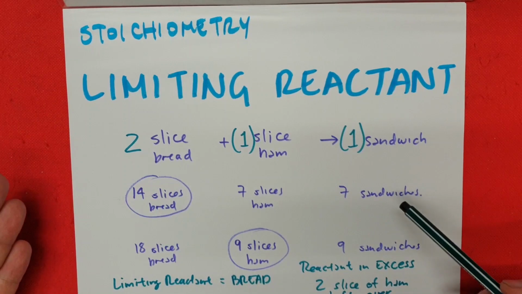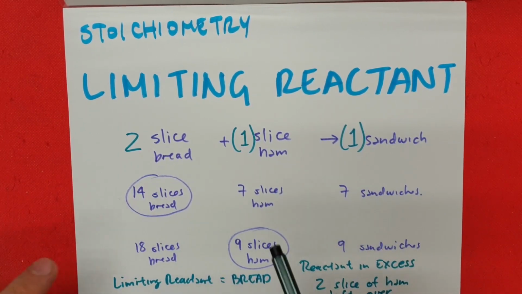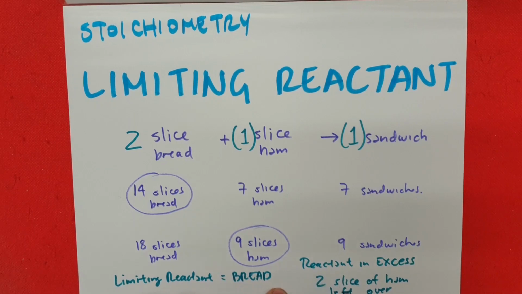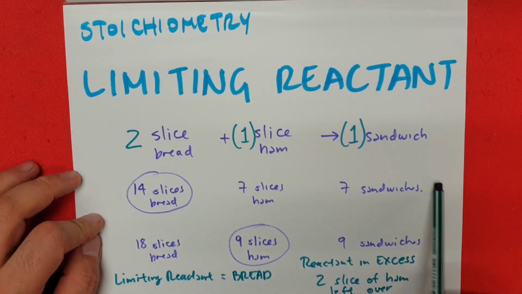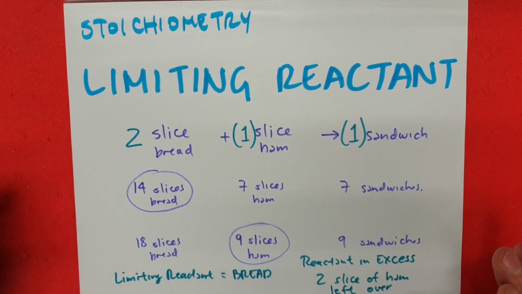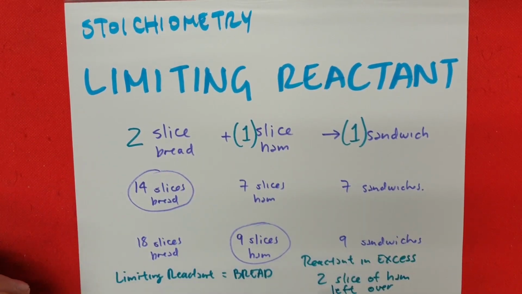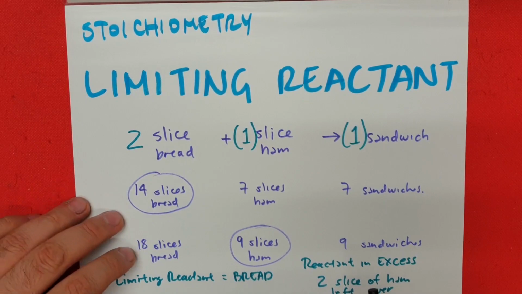So we already answered this in this analysis. The limiting reactant is bread. The excess reactant is ham. There's going to be 2 slices left over. And we know that the full amount of sandwiches that we're going to be able to make is 7 sandwiches according to this recipe. So that's a very basic explanation.